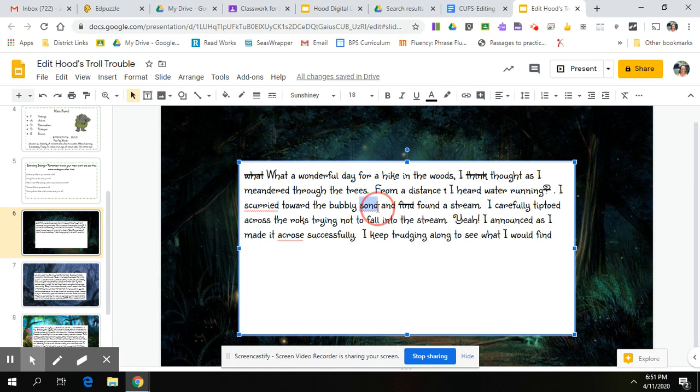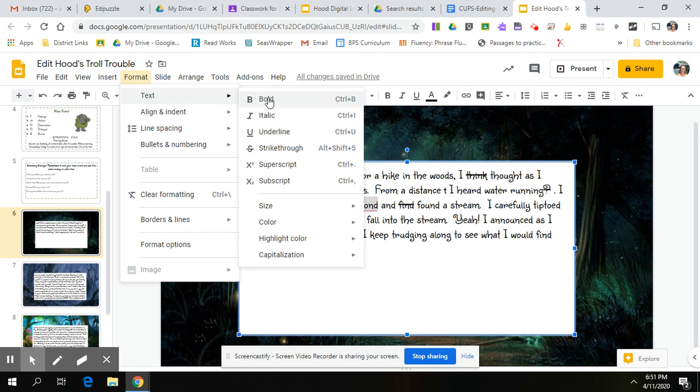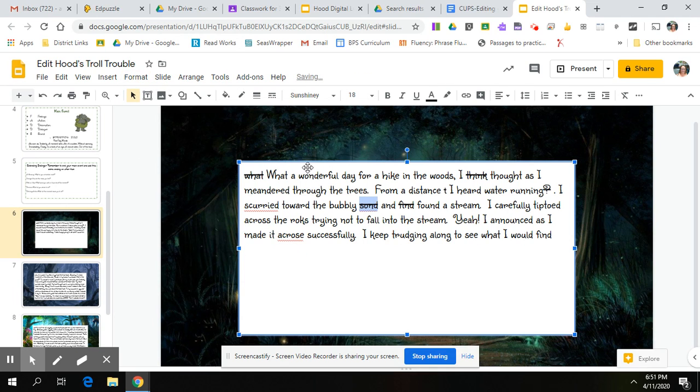I don't think sound is spelled correctly. That makes me want to say sond. What makes the ow sound? That's right. It needed to be an OU instead of an ON.